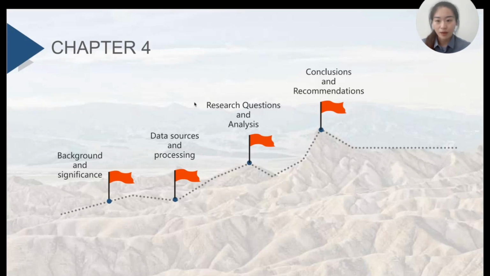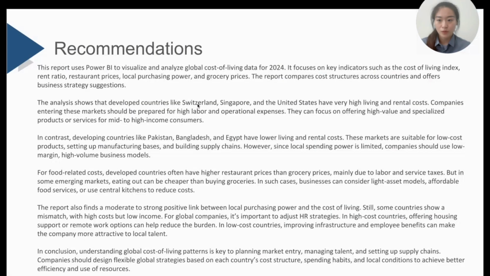Hello everyone, I'd like to share the conclusion and recommendations of the global cost of living analysis for the year 2024. This report uses Power BI to analyze the global cost of living data for 2024, focusing on key indicators like rent, food price, and purchasing power. It compares the cost structures across countries and gives business strategy suggestions.